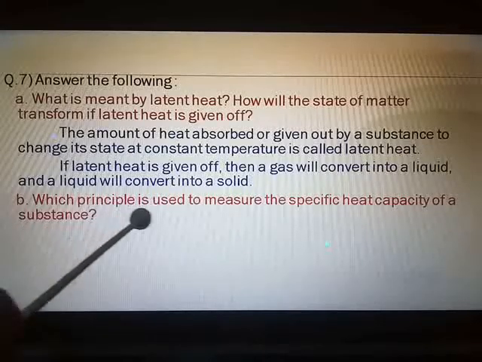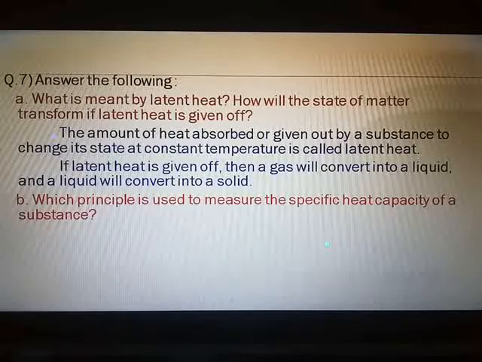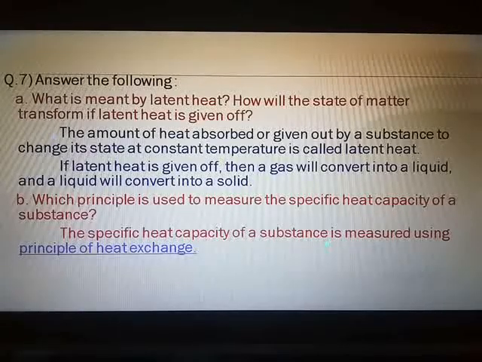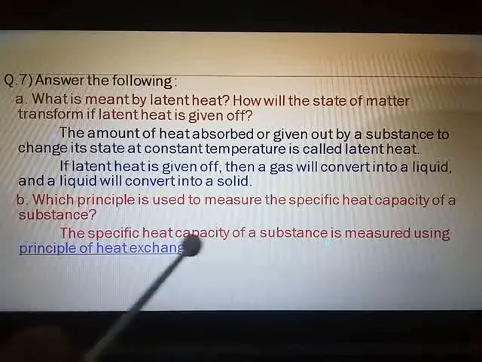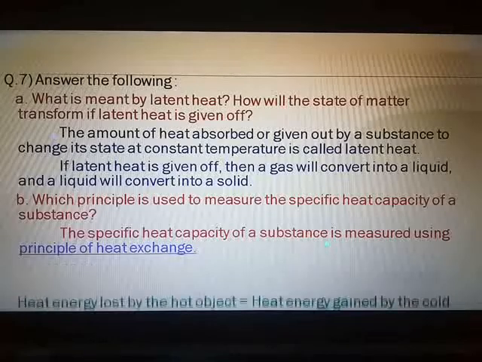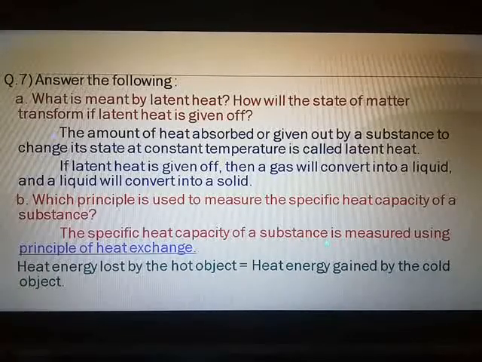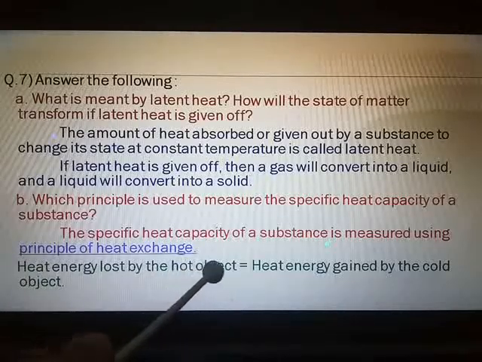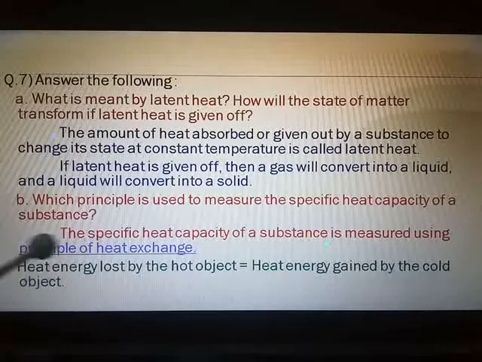Which principle is used to measure the specific heat capacity of a substance? Today itself we have studied the principle of heat exchange. The specific heat capacity of a substance is measured using the principle of heat exchange, and then the principle which is given in the textbook on page number 69. You can see in the bold black font you have the principle. Heat energy lost by the hot object is equal to heat energy gained by the cold object. That is the principle of heat exchange.